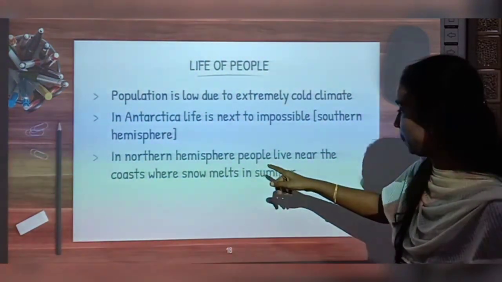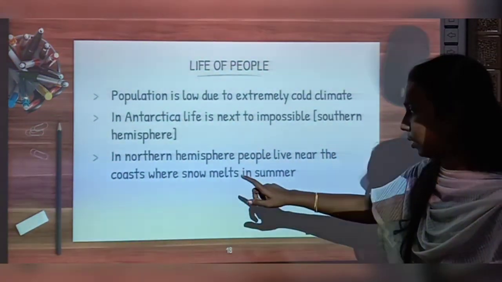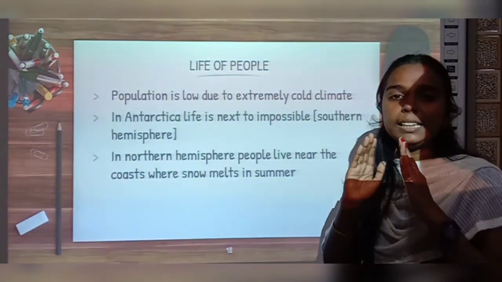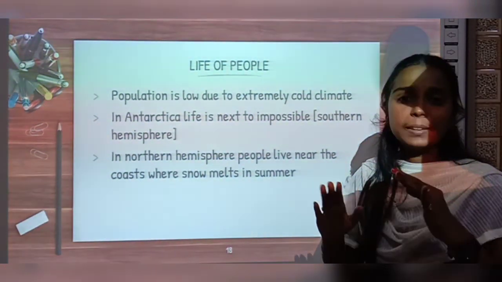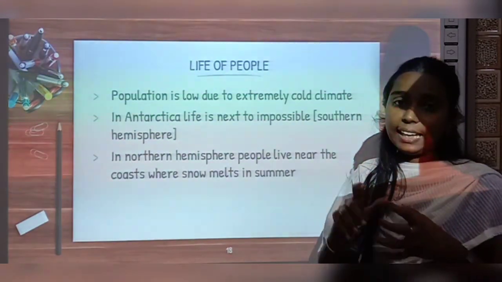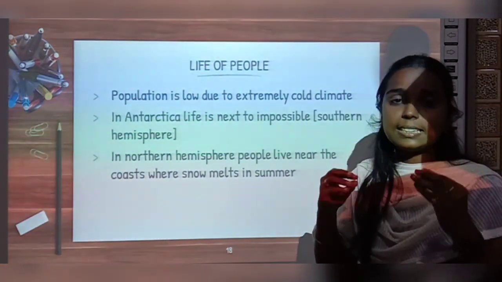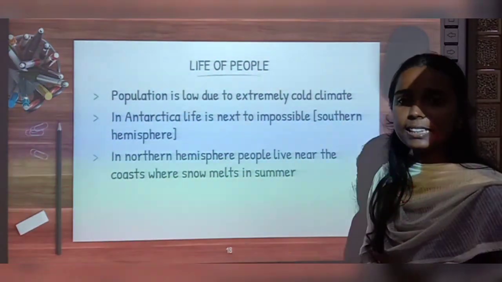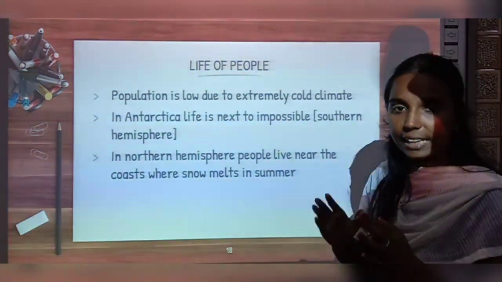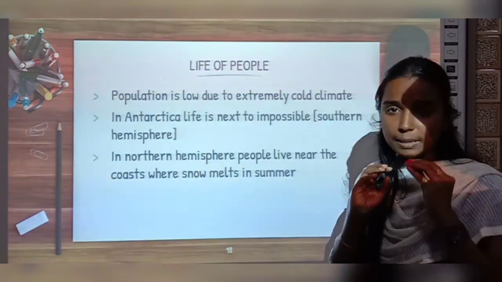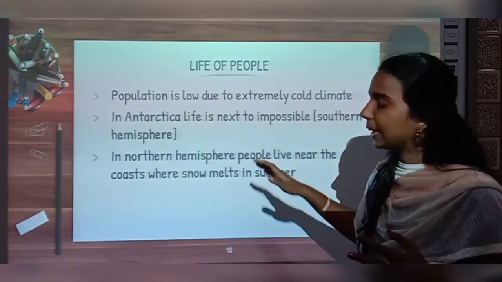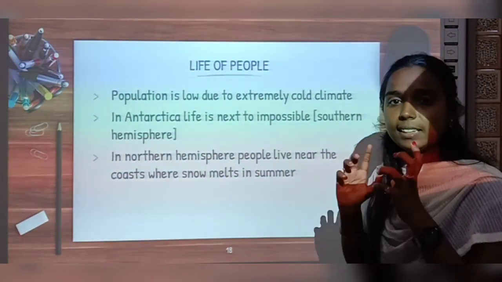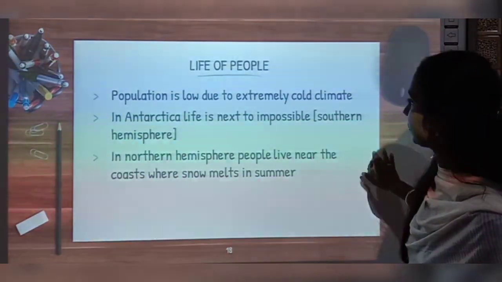And in the northern hemisphere, people live near the coast where snow melts in summer. Coast means near the seaside. So at least they can hunt sea fishes, right? At least they can have seafood. And in these regions, the snow will melt in summer. So in Antarctica, in the southern hemisphere, life is impossible. And in the northern hemisphere, people live near the coast alone. And there the snow will melt in summer.